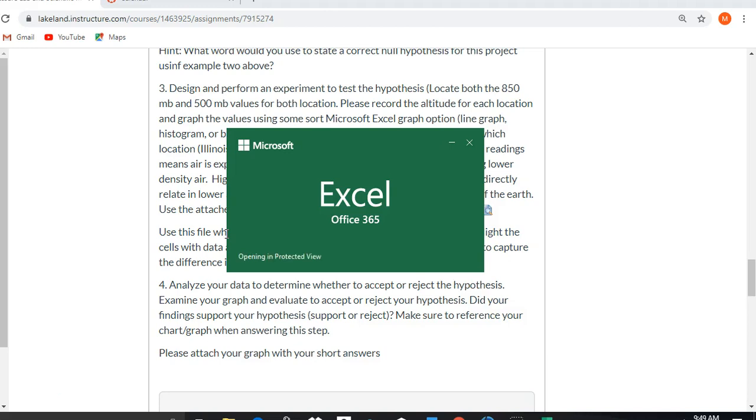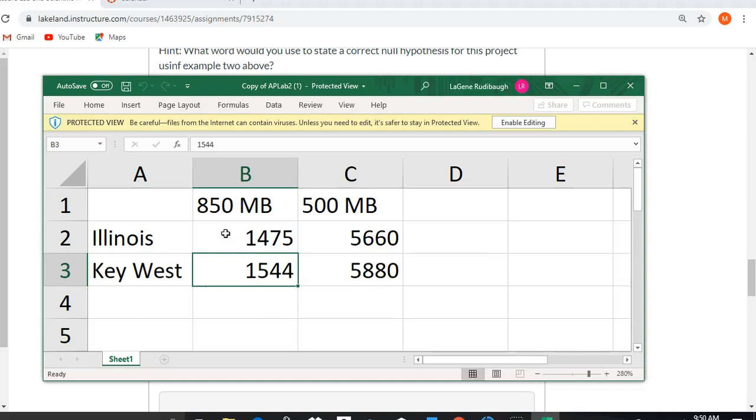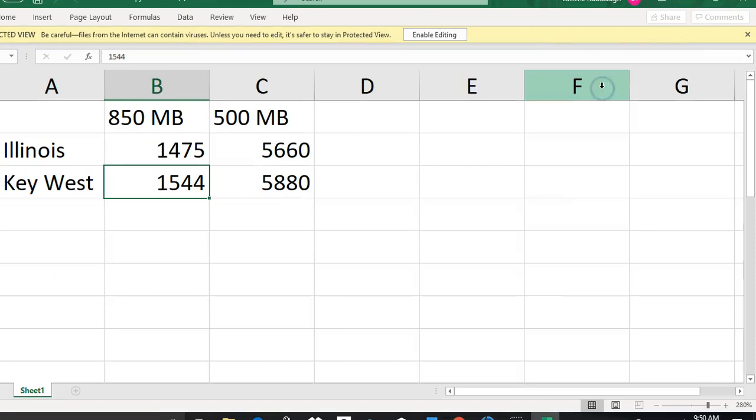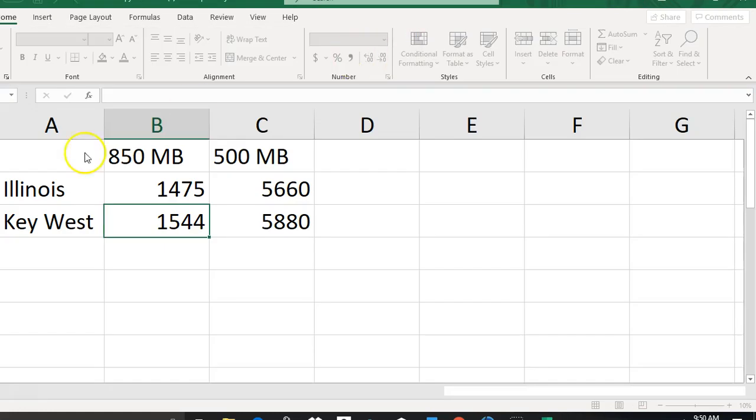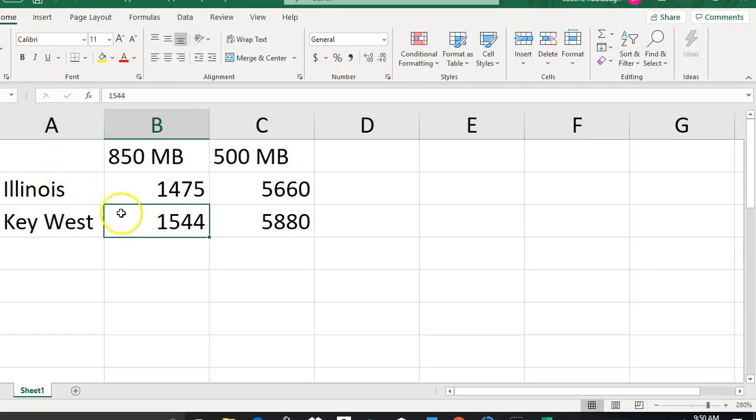You should see Excel opening up, and I want you to compare the data to test and see: are the two heights the same? So here is an Excel spreadsheet opening up. I'm going to maximize the window for you, and enable editing so we can do some quick analysis. When you see the numbers there, here are the 850 millibar heights for Lincoln, Illinois and Key West.